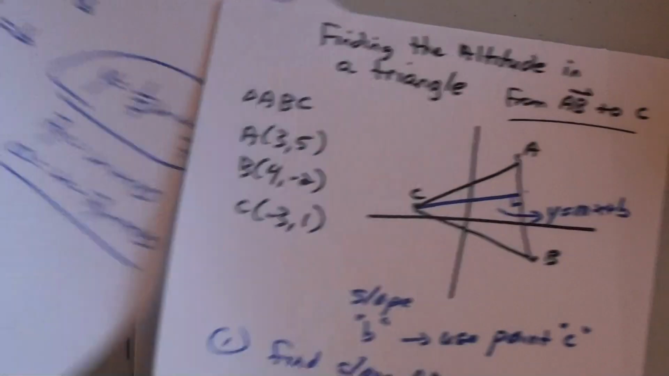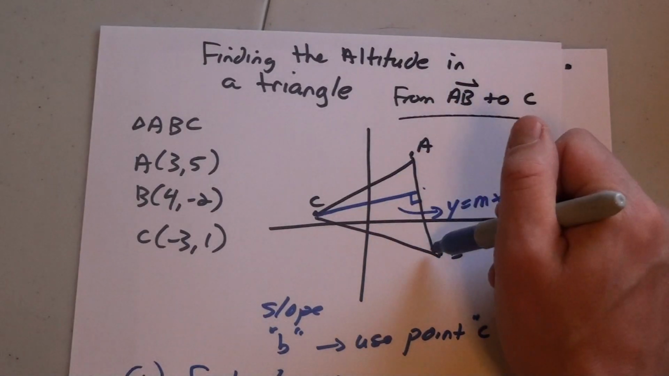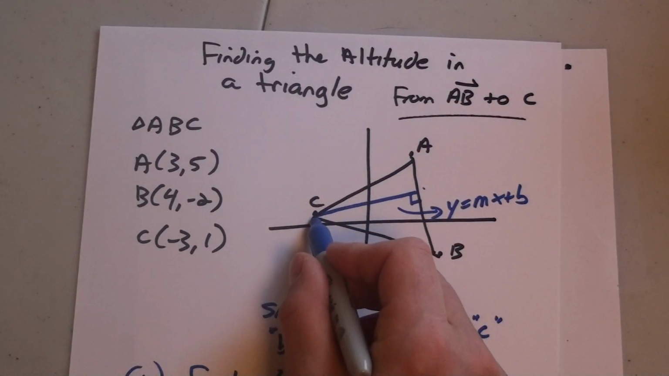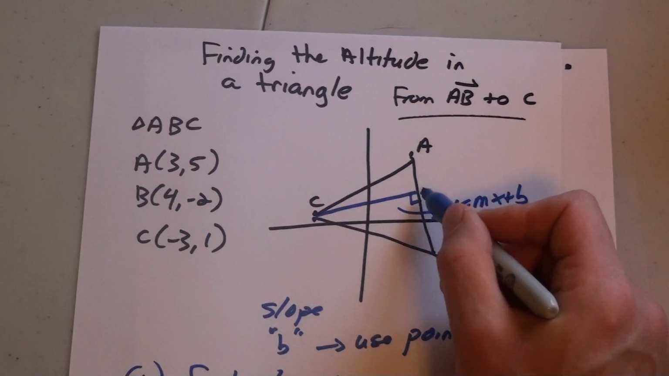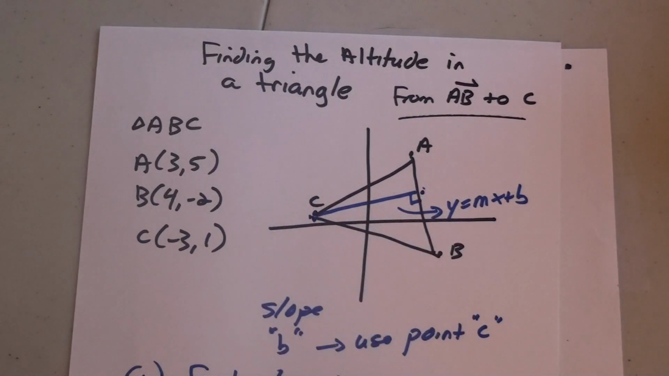The altitude goes perpendicular to the line and meets one of the vertices. You don't know where the point is on the line, so don't use it. That's not necessarily in the middle, but use the vertex point on the other side.